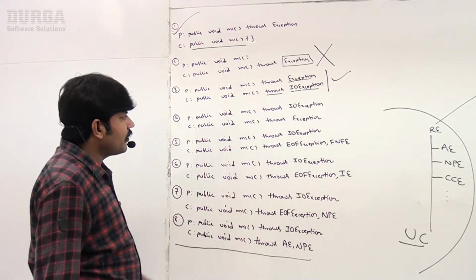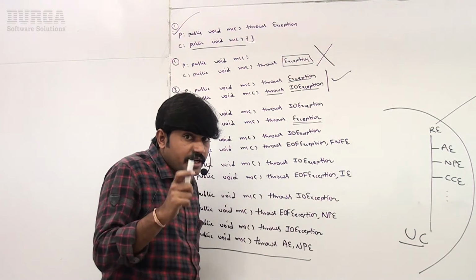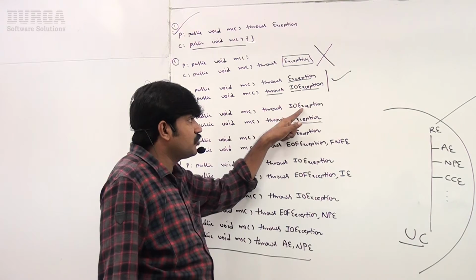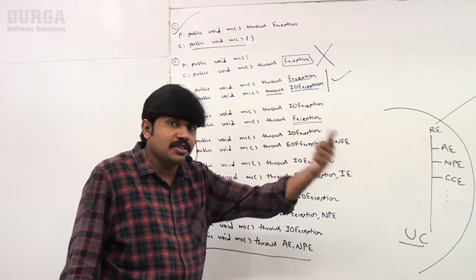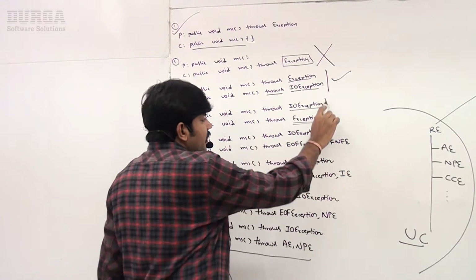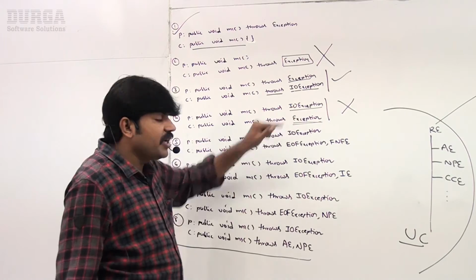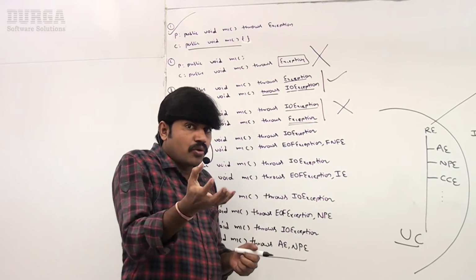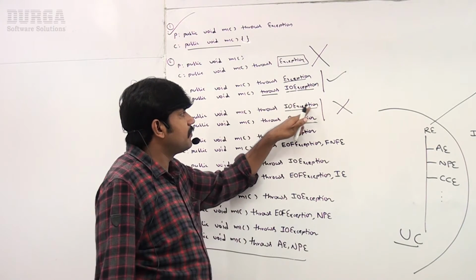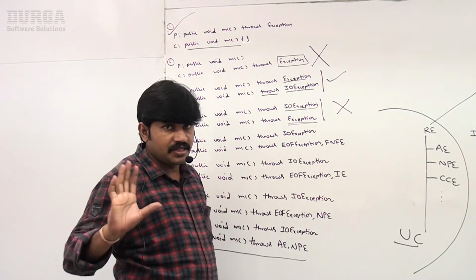Okay. Fourth one, sir, child class method throws exception. If a child class method throws any checked exception, compulsory the parent class method should throw either the same exception or its parent. That's why it is invalid. Because the parent method always throws either the same or a higher level, but this is the sub. IOException is the child of Exception. That's why it is invalid.